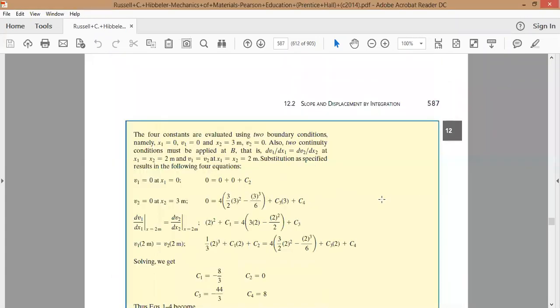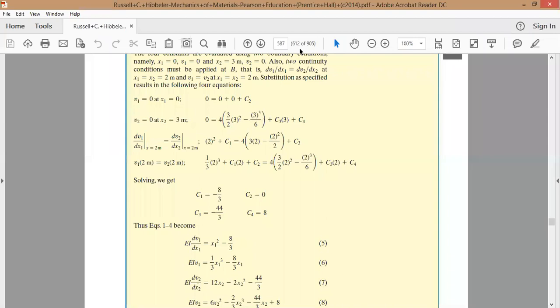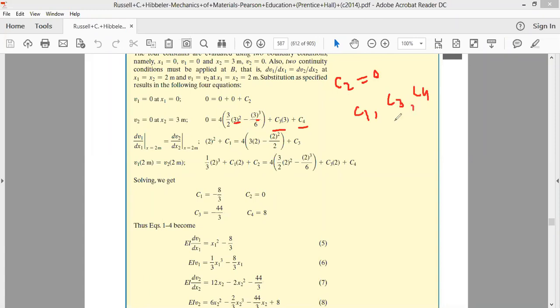What we obtain is, left hand side is equal to 0. Substitute the value of x is equal to 3, and therefore we will obtain an equation in terms of C3 and C4. So our C2 is equal to 0, we have found the value of C2 from previous. Now we have to find the value of C1, C3 and C4. These are the 3 constants of integration whose value is to be determined.